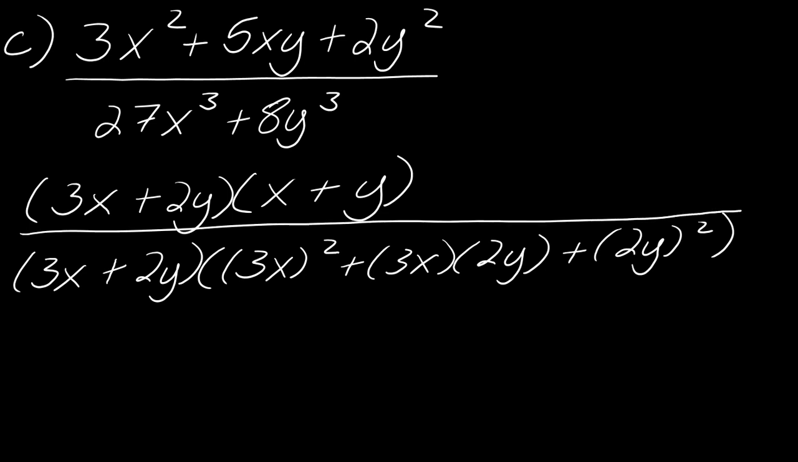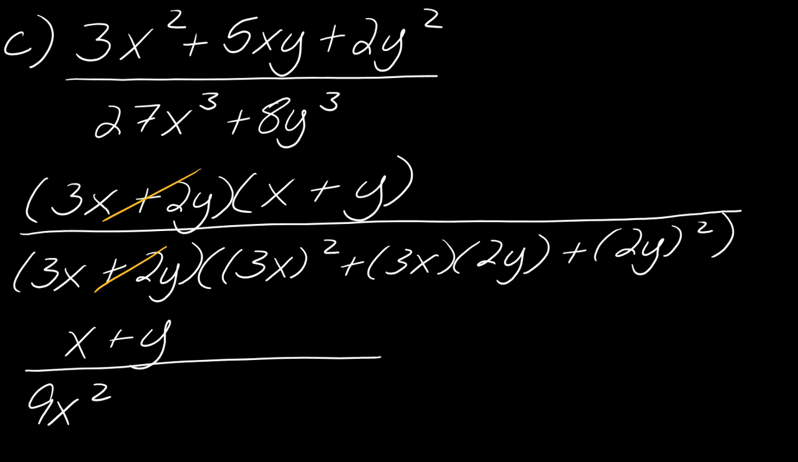Okay. So now I can see from looking at this that these 3x plus 2y's are going to cancel out. And so what am I left with? I've got x plus y on the top, and then I've got to square some things. So this becomes 9x squared plus 6xy plus 4y squared. And that is all I can do with that. I can't go any farther.